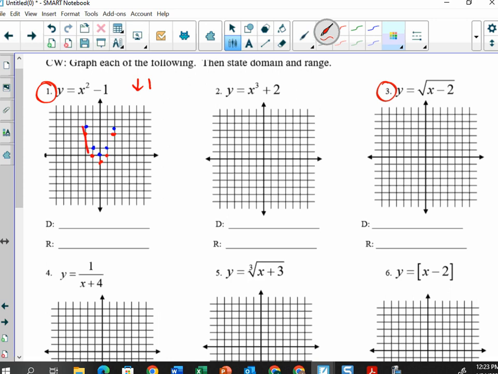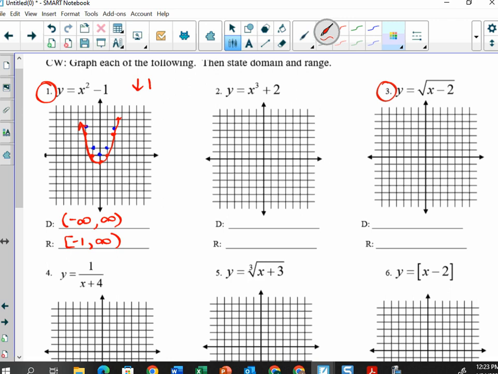Lots of ways you can think about this. There's your graph. What's our domain? Good. Negative infinity to positive infinity. What about our range? Good. Okay. Questions on 1? Tyler, you got it?